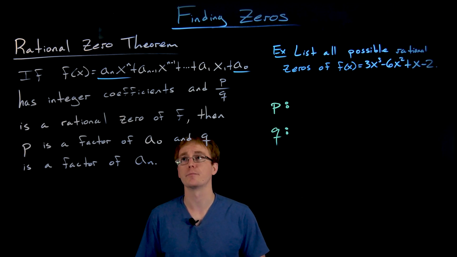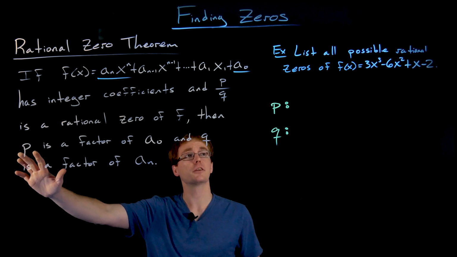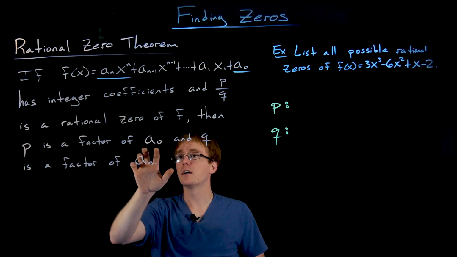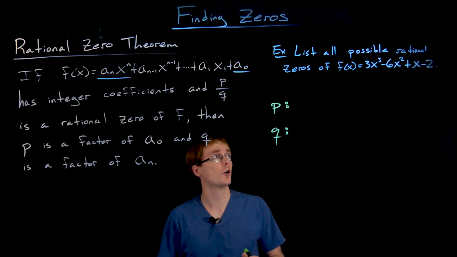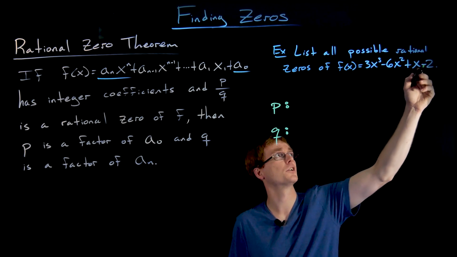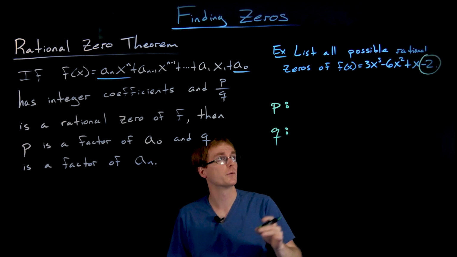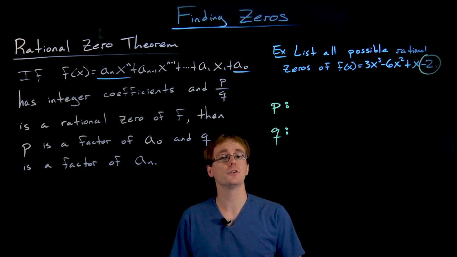So according to our rational zero theorem, our p values, or the numbers that could be in the numerator of a rational zero, come from factors of a sub 0, the constant term in our polynomial. So our constant term is -2. We don't really need the sign so much here. We'll see why. So what are all the different ways that we could factor 2 or -2?